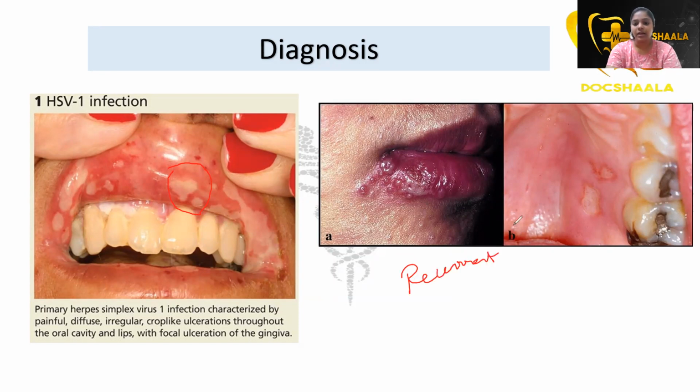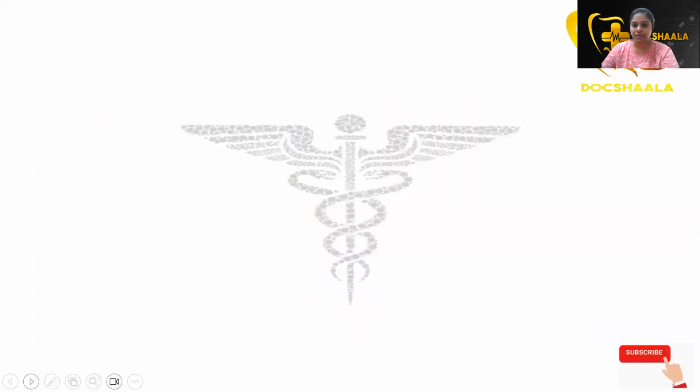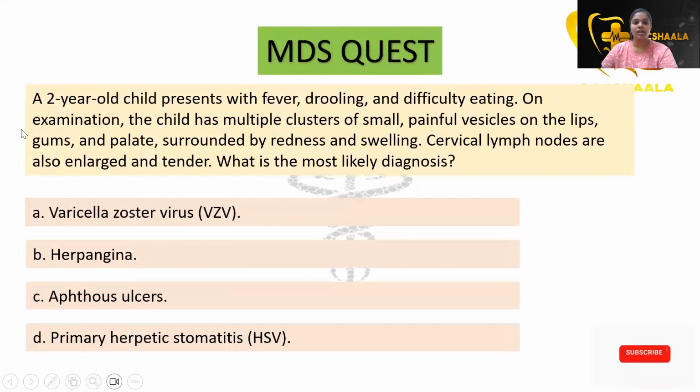Here you can see crusted lesions on the lip. So crusts are seen in recurrent infection. And here you can see the palatal lesion. Right. So keep these images in mind, as they can be asked in an image-based question. Then coming to the question which we will discuss now.